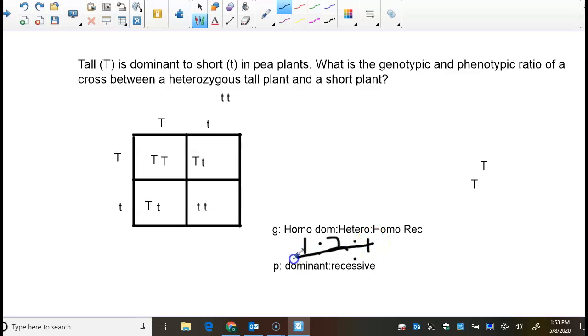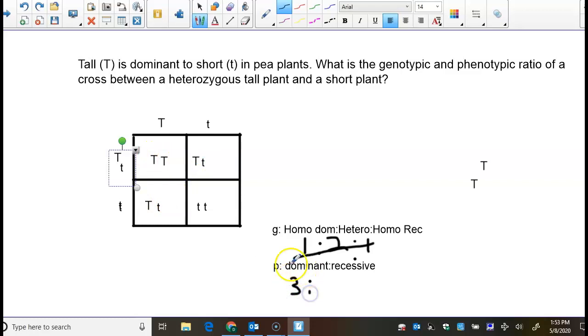And now I want to know the phenotypic ratio. Oh man, I'm making a mess out of this. We'll just leave that crossed out. Okay, the phenotypic ratio is dominant to recessive. So how many of them are dominant? Well, we have 1, 2, 3, because big T is dominant to little t. So both the homozygous dominant and heterozygous genotypes are going to be big T, tall. And then how many of them are recessive? Well, just this one here.